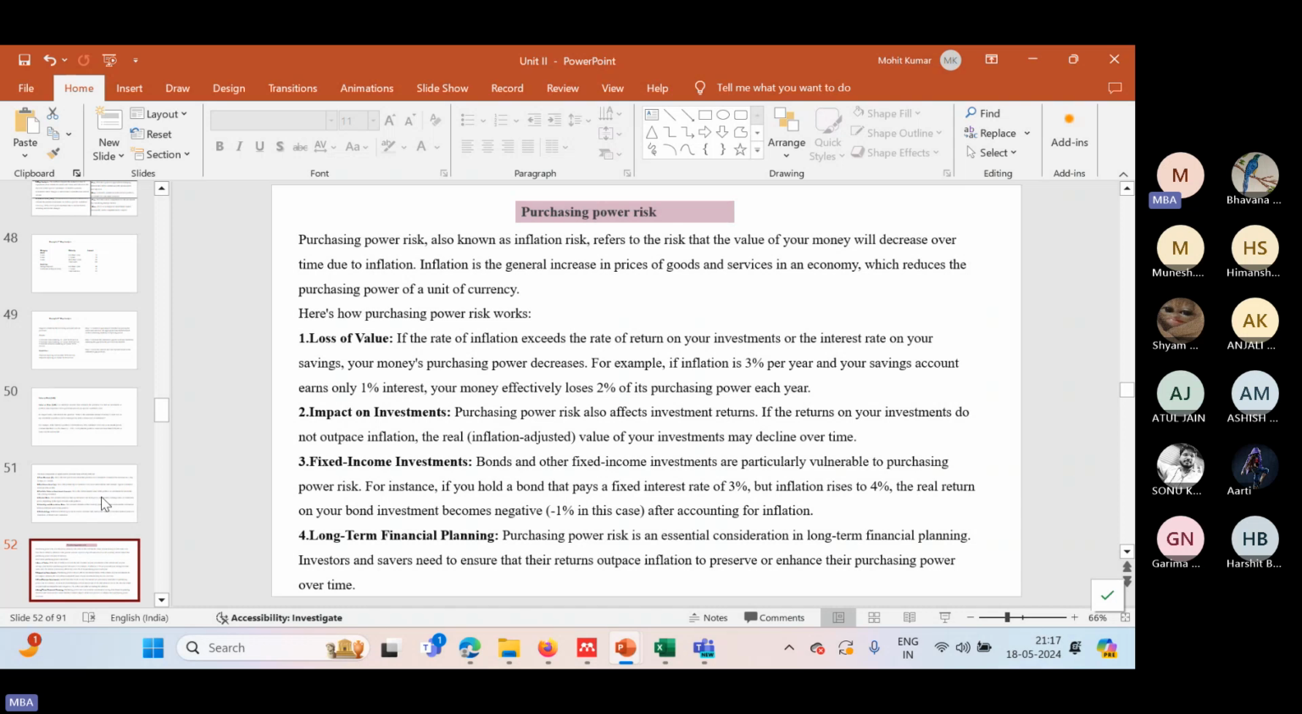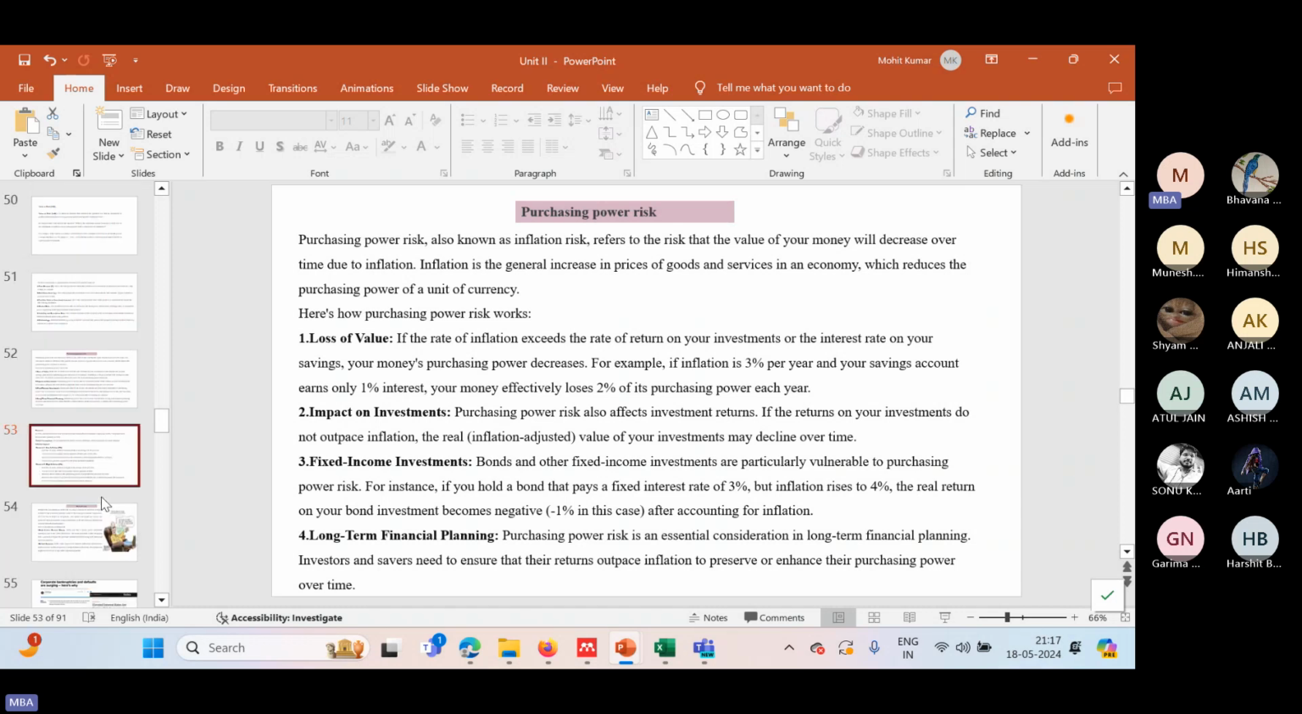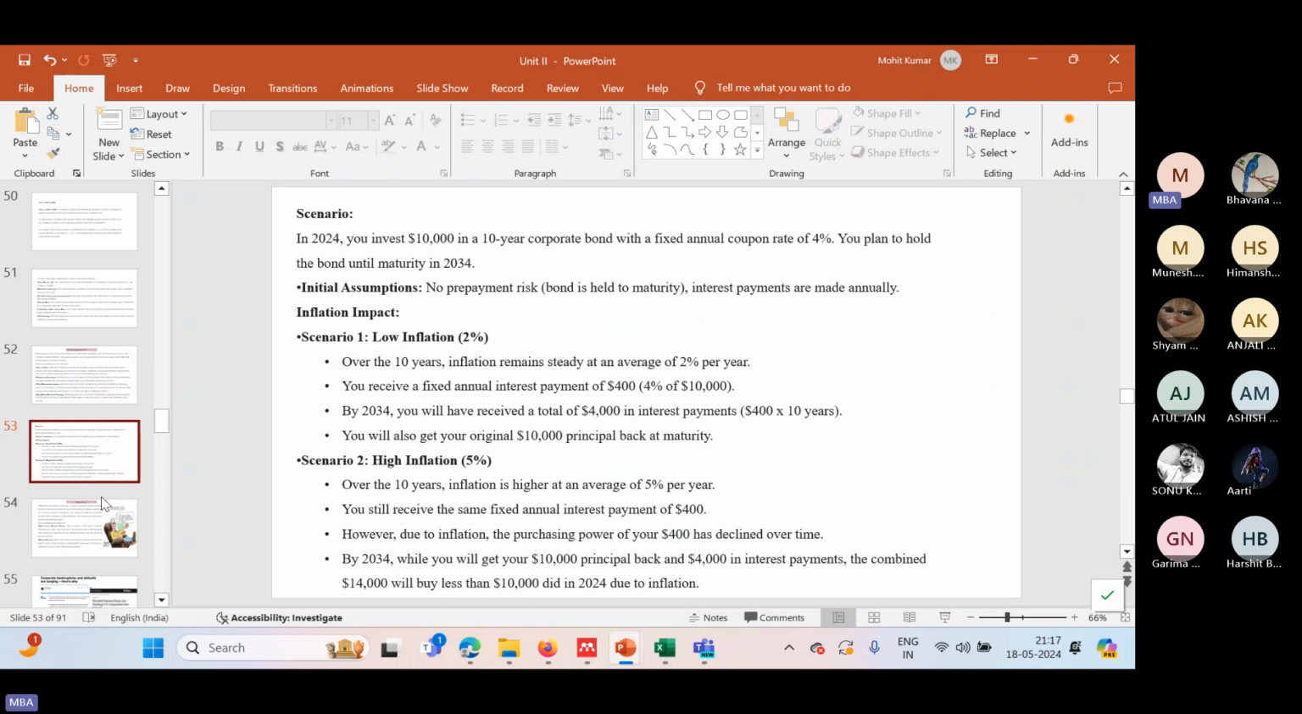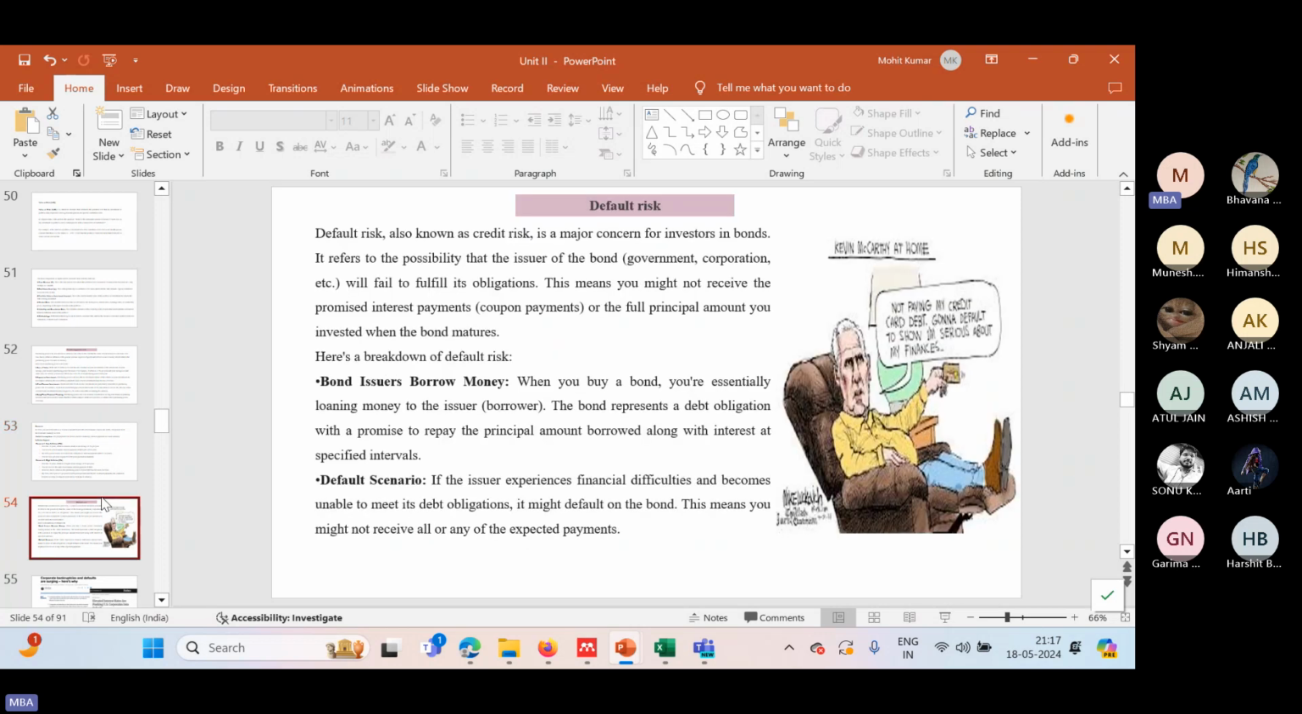And inflation, what is inflation? How is it affecting your purchasing power? The scenario we discussed is just a simple scenario. With low inflation, it's not going to affect your money much, but if inflation is higher, like 5%, it actually erodes the value of your investment, and you have less money in your hand compared to when inflation was low. So it was just a simple example we discussed that day.